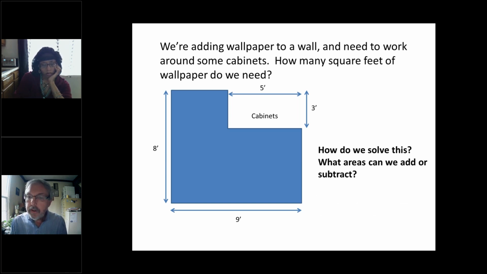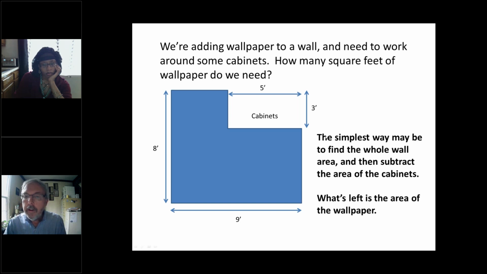So one of the simplest ways might be to find what it would be if we had to cover this entire area, figure that out first, and then subtract the area that the cabinets would be in. Okay, so we might be able to figure out what the area of this whole big rectangle is, and then subtract off the area of the cabinets. So let's try it that way.